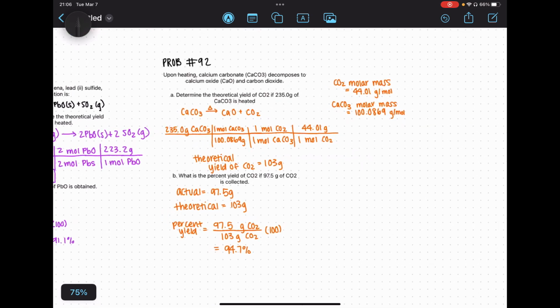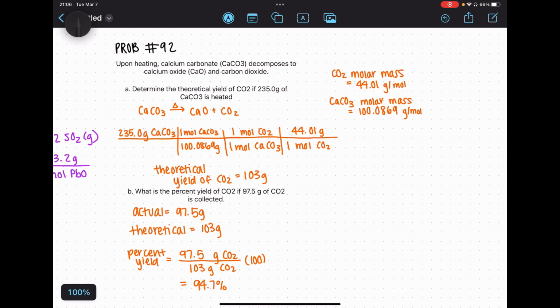Remember when calculating percent yields it's always actual over theoretical, and that you always make sure you have molar masses and a balanced equation.